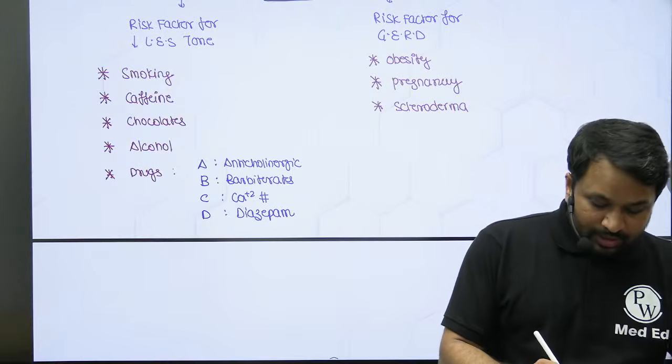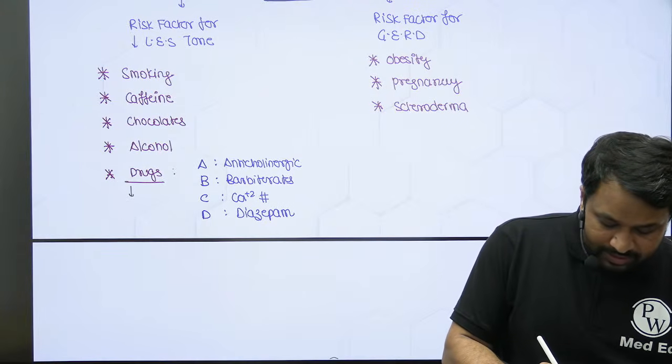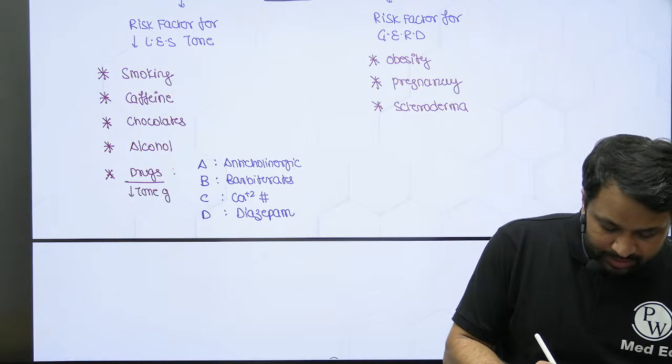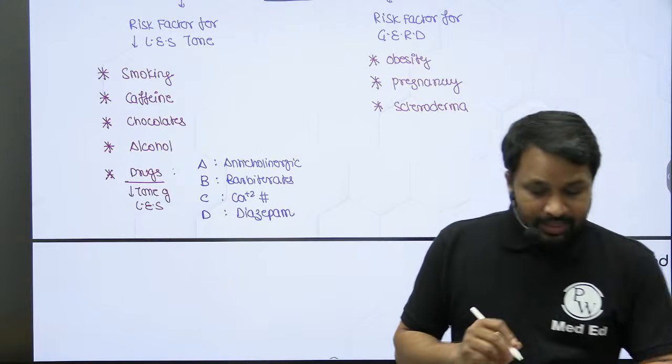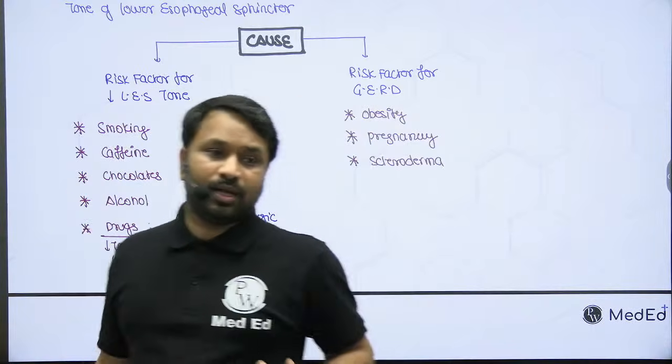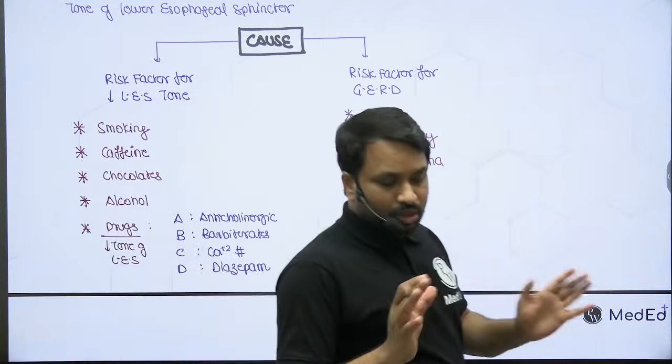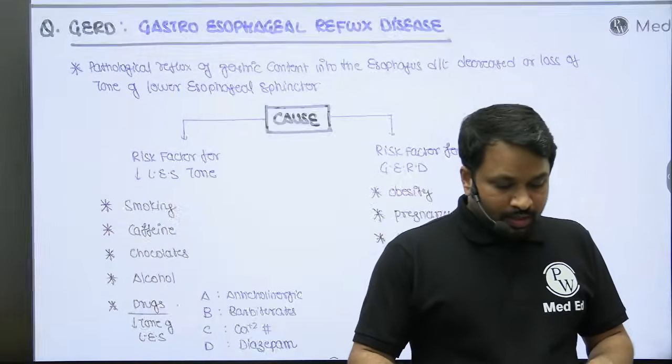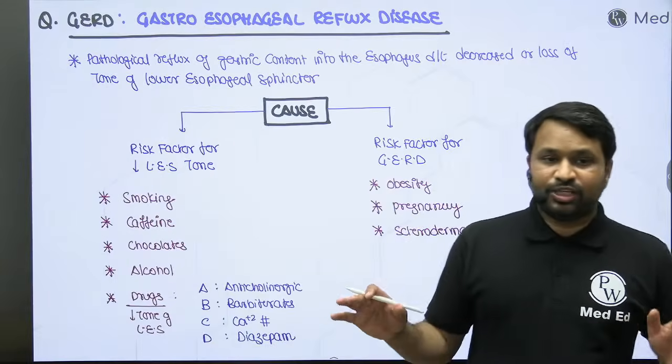तो अभी मैंने बताया drugs, these are the ones that decrease the tone of lower esophageal sphincter. ठीक है, इतना minimum आपको याद रखना है. क्लियर है? ठीक है, सॉर्टेड है, राइट. Now these are the causes of GERD per se.